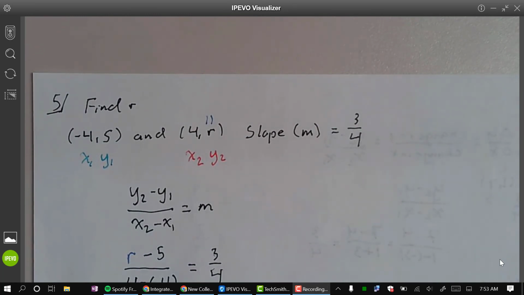So go ahead and review through the types of slopes that we have and how do we find a missing value when given the slope.